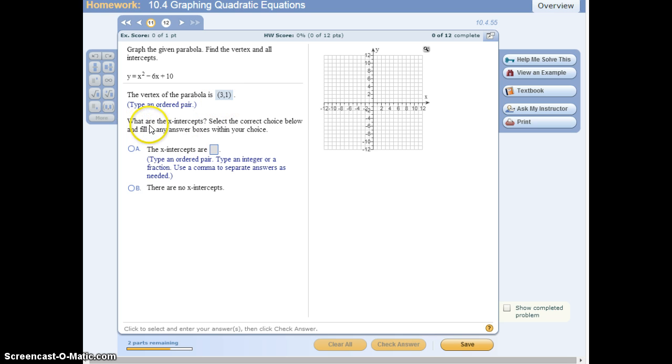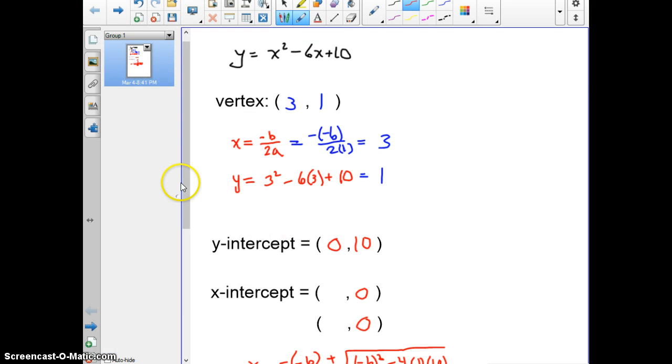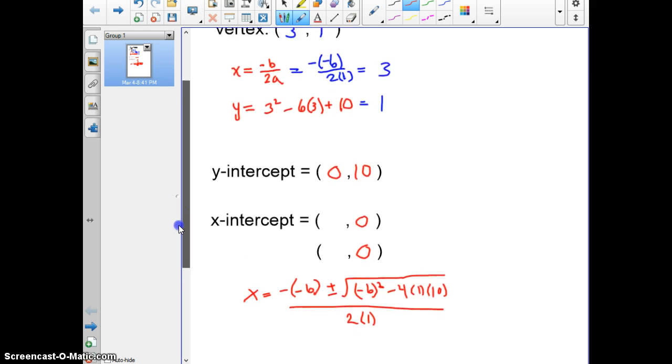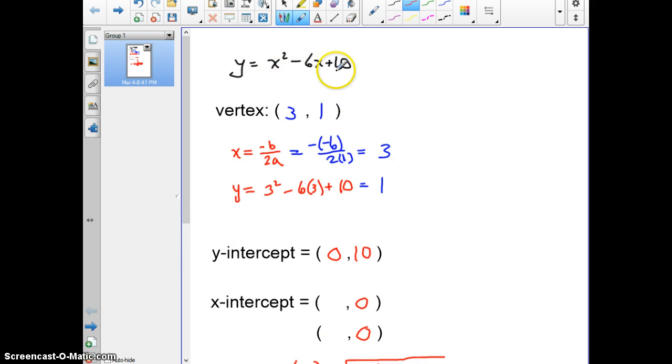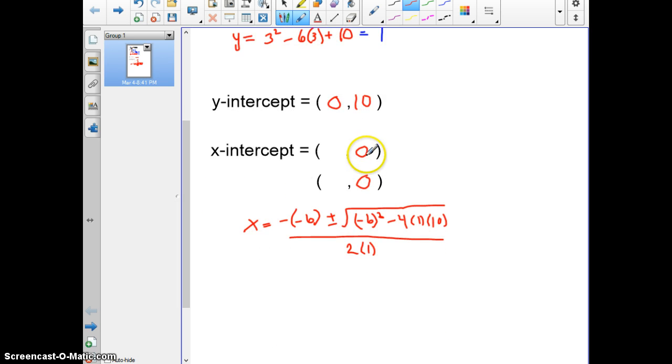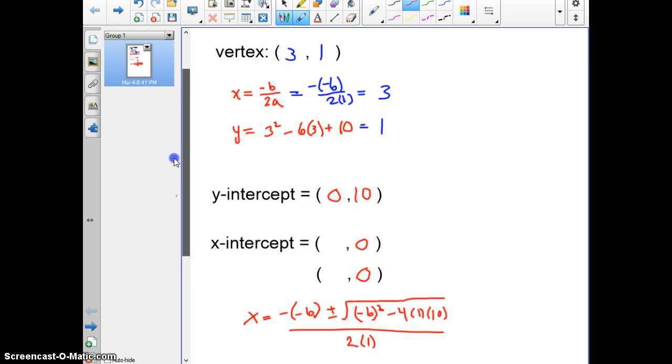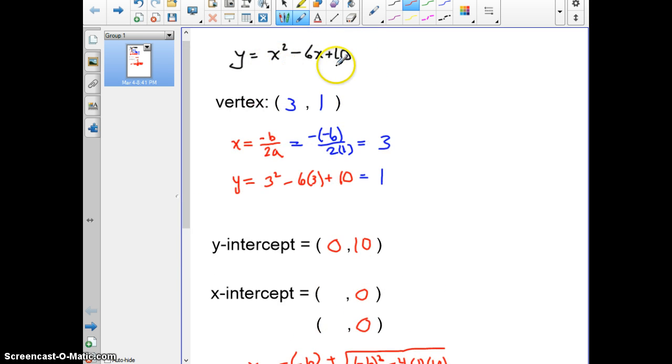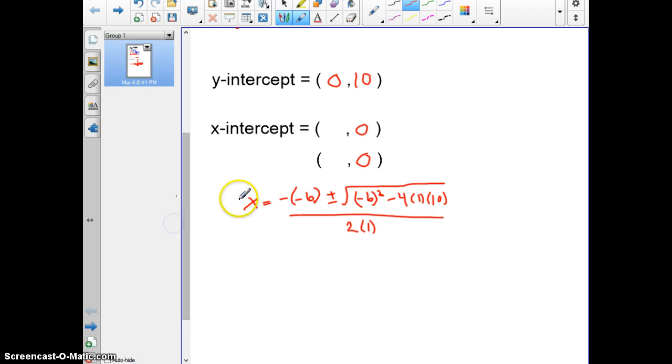The next question is, what are the x-intercepts? Select your correct choice below and fill in the answer boxes within your choices. If we go to my work here, to get the x-intercept, one way is to factor this and solve for when y is equal to 0. The x-intercept always has y equals 0. But when I did that, I couldn't factor this out. So when you cannot factor out a quadratic expression like that, you want to go to the quadratic formula.